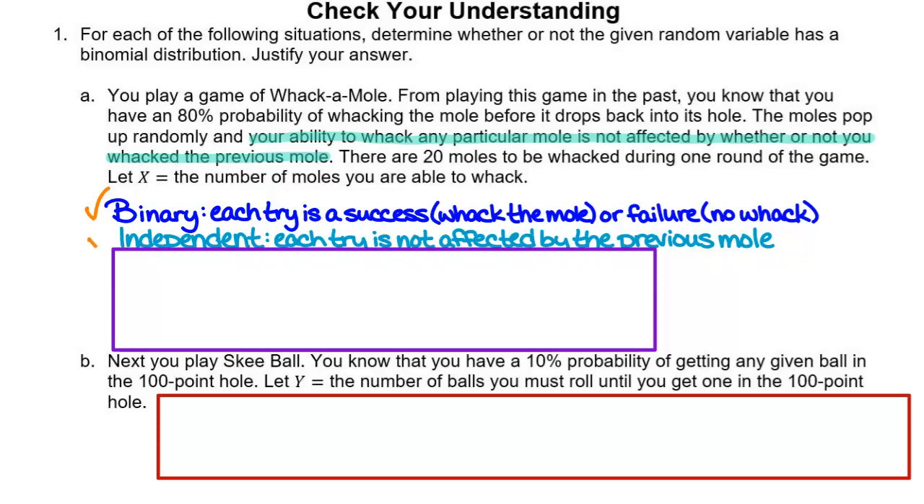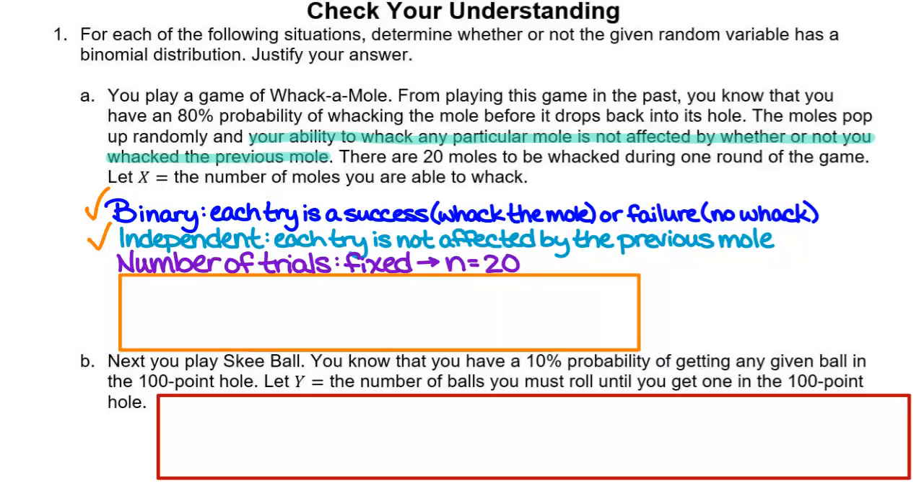Do we have a fixed number of trials? If so, tell me what n is equal to in the chat. Is there a fixed number of trials? And if so, give me the number in the chat. Yes. We have a fixed number of trials. We have 20 trials. It says there are 20 moles to be whacked during one round of the game. So we have a fixed number of trials.